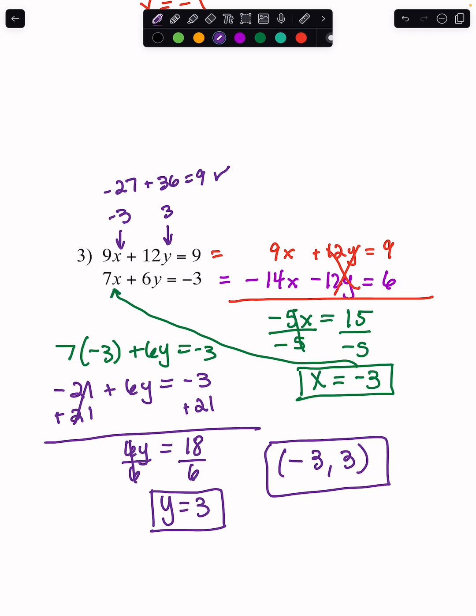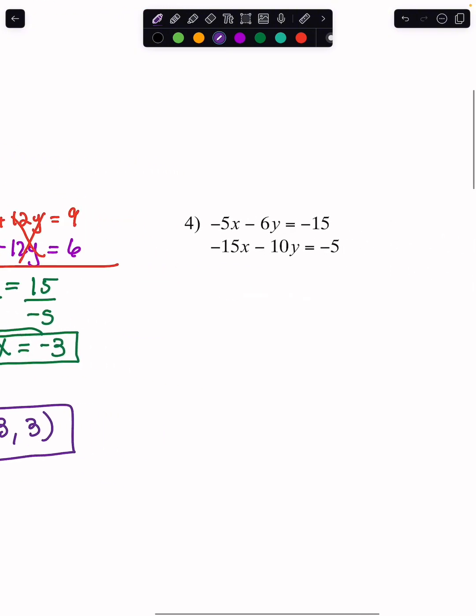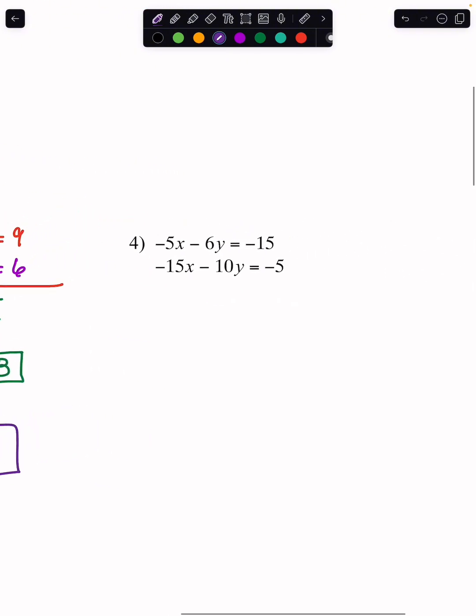All right, let's look at number 4 here. Which one is the easiest? Now, I can point out a few things. Let's say you want to eliminate y, because 6 and 10, they both go into 30. But that's not the smartest one to do. In this case, we want to eliminate the x's because it's easier to just multiply this line by -3. When I multiply that line by -3, let's see what happens.